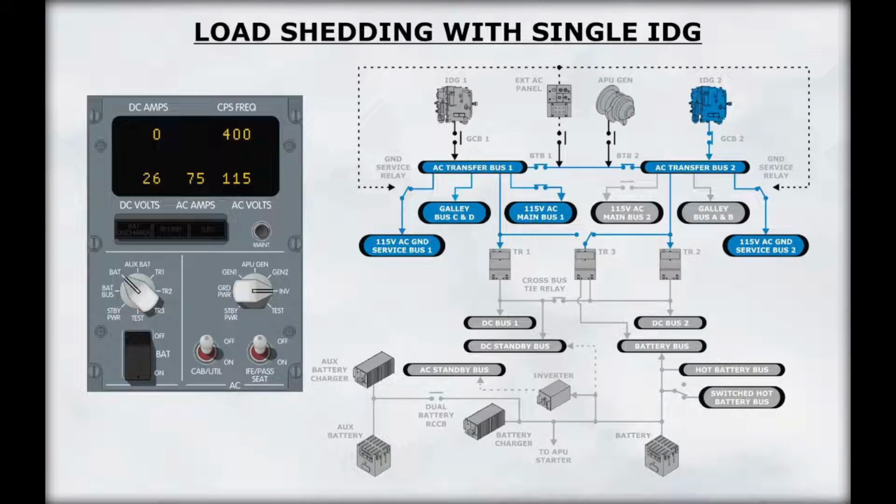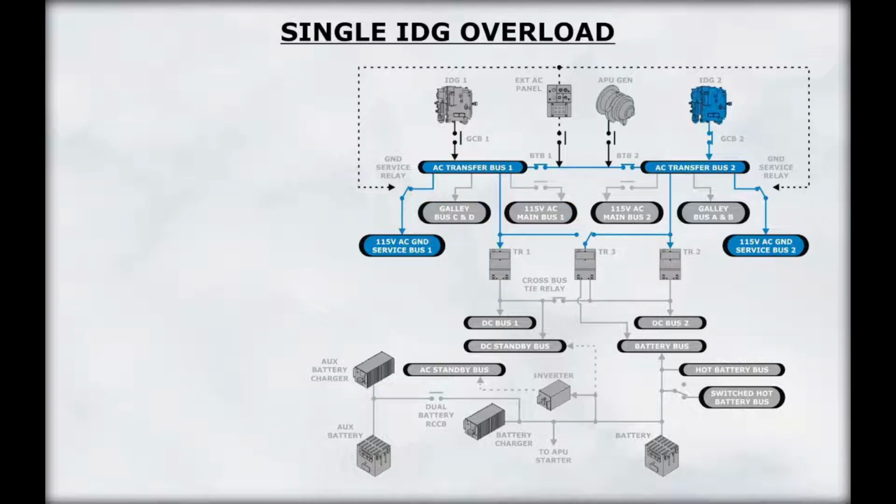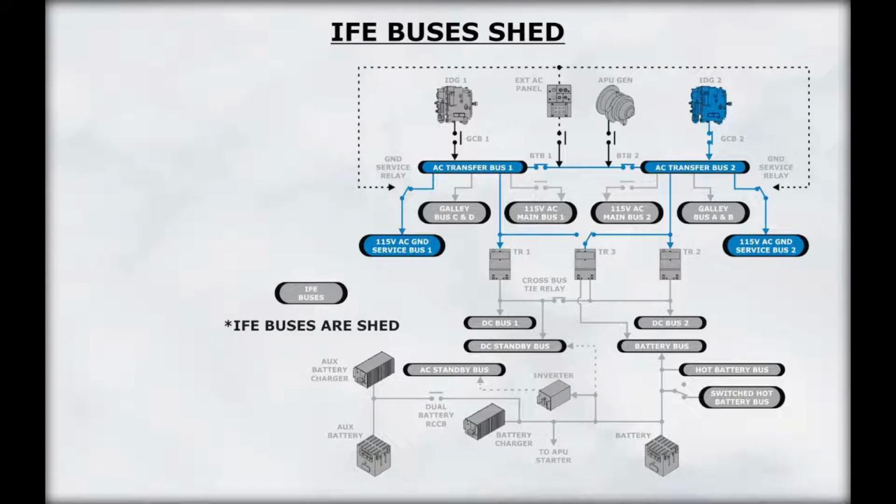During a single generator operation on aircraft equipped with a cabin utility and IFE passenger switch, the system will first shed the galleys and the main bus on transfer bus 2 when an overload is initially sensed. If the overload condition still persists, the system will then shed the galleys and the main bus on transfer bus 1. If the overload condition is still not corrected, the IFE buses are shed.